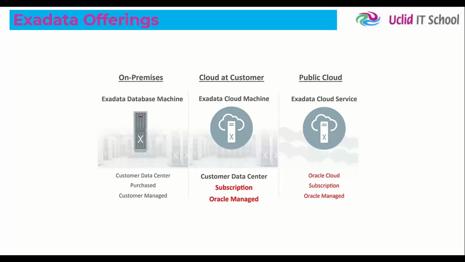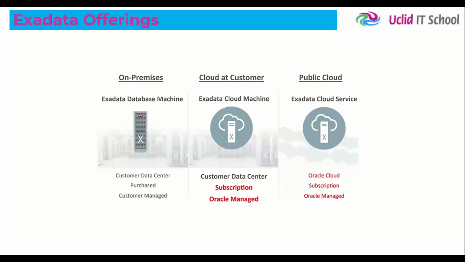First one is on premises. In the on premises model, you purchase Exadata outright. You pay the total price to Oracle. They will give you the Exadata box. You will install it in your own data center and you manage it. It is like your own box, installed in your own data center. Only thing is you need to purchase it outright, so the upfront cost may be very high.